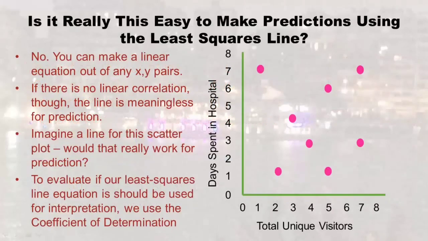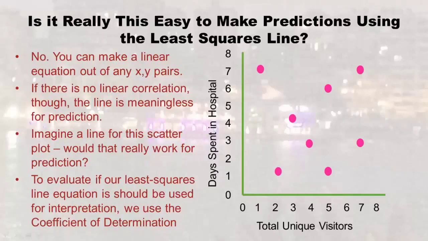So is it really this easy, right? Is this all you have to do to predict the future? Well, it's not really that easy. You can't make a linear equation out of any old xy pair. So remember this from our last lecture. See this scatter plot? It looks like, what, a cloud of gnats, right? It doesn't have a linear equation. It doesn't look like you should make a line.